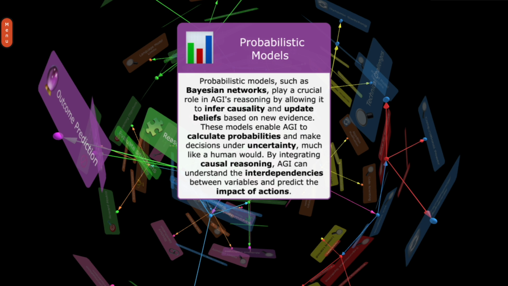Probabilistic models, such as Bayesian networks, play a crucial role in AGI's reasoning by allowing it to infer causality and update beliefs based on new evidence. These models enable AGI to calculate probabilities and make decisions under uncertainty, much like a human would. By integrating causal reasoning, AGI can understand the interdependencies between variables and predict the impact of actions.